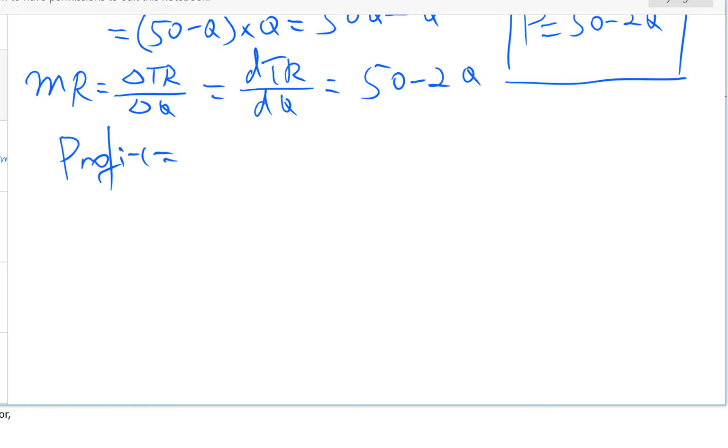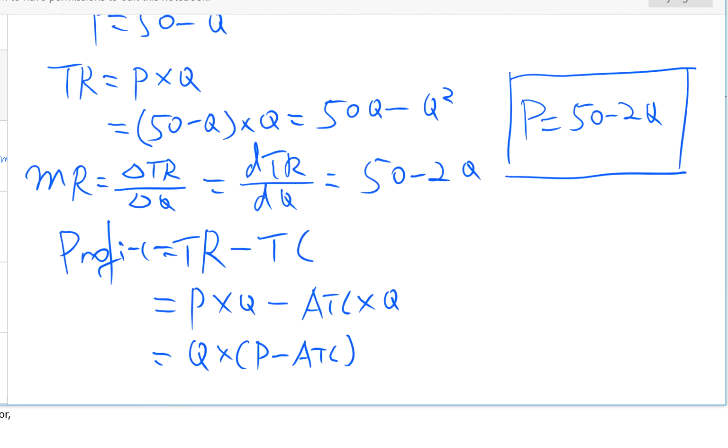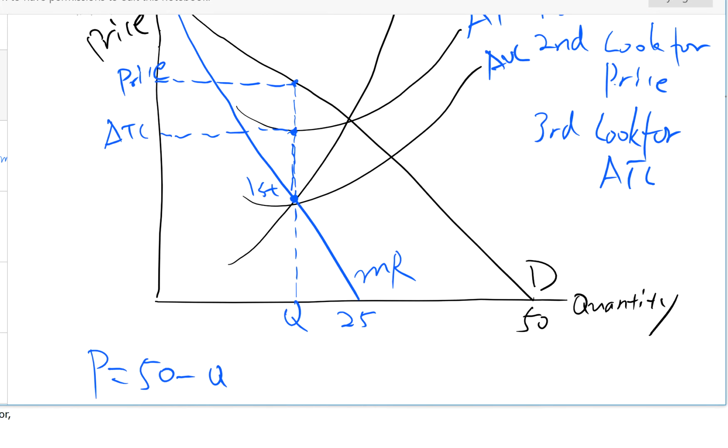Now, to look for profit or loss, remember your profit equals your total revenue minus total cost. Another way to write it: your total revenue is your price times quantity, and total cost is your average total cost times quantity. So you have a common factor, then take the Q out, so it's just Q times P minus ATC. This is your profit. Now go back here, this is the price over here, ATC is right below it, and times Q, so your profit will be this region right here. That will be the profit for the company.